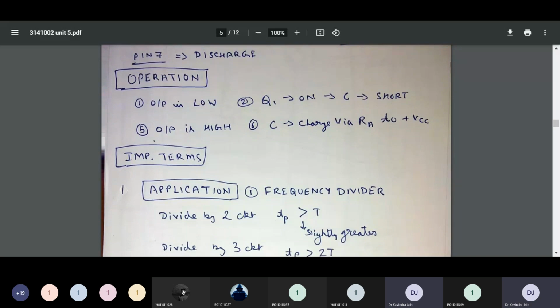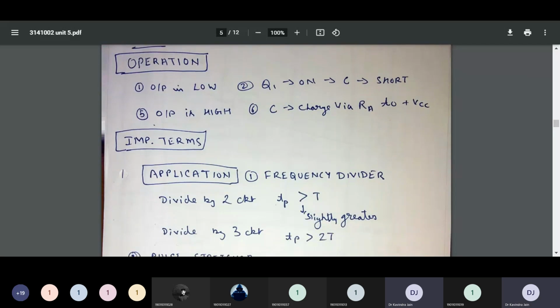It can be used as a divide by two circuit, that is, a frequency divider, if we have the condition TP greater than capital T. And it can be used as a divide by three circuit with the condition TP greater than 2T. Okay, this is one of the applications.